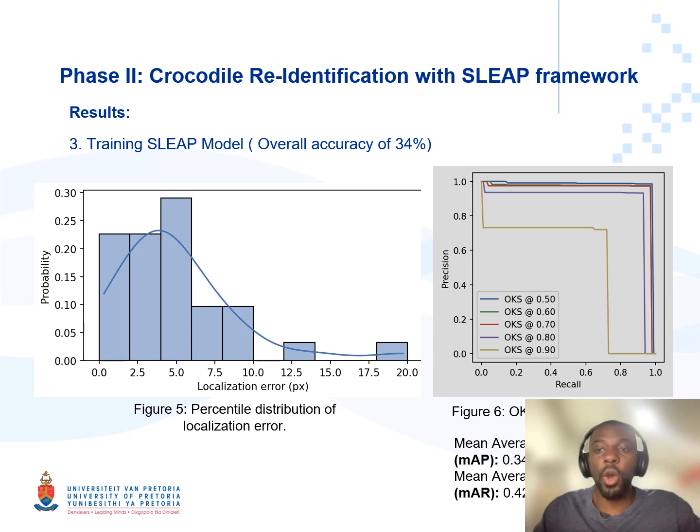OKS scores, known as Object Keypoint Similarity, or OKS, measure the similarity between the predicted key points from our model and the actual key points from our data set. To summarize the model accuracy, we take the average of all these thresholds to compute the mean average precision and the mean average recall. For this, we got an mAP of 0.34 and an mAR of 0.42.